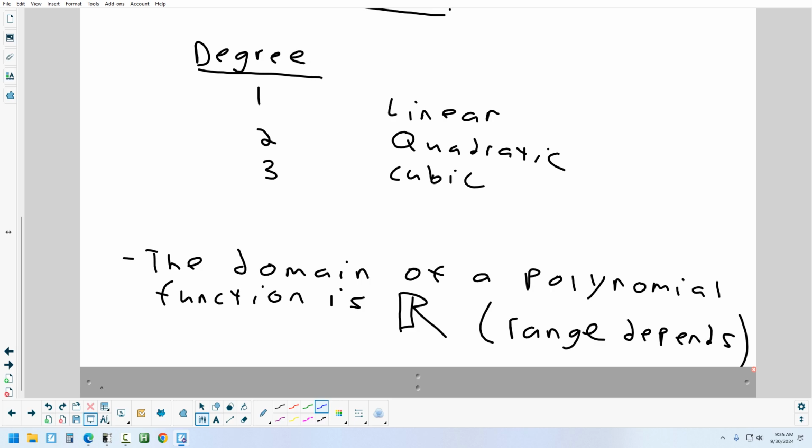Nice thing about polynomials, the domain is really simple. The domain is all real numbers for every single polynomial. And that's because by the definition of a polynomial, you cannot have a square root with a letter under it. So you'd never be taking square roots of negatives. And you cannot have a fraction with a letter in the bottom. If you do, it's not a polynomial. So domain of every polynomial is all real numbers. The range depends. It really depends on whether it's an odd degree or an even degree.